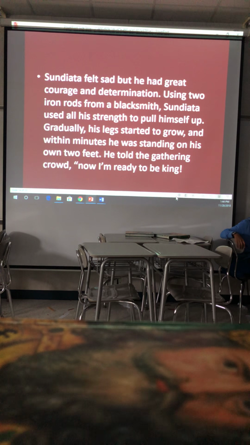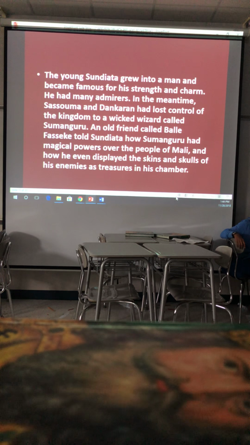Using 2 iron rods from a blacksmith, Sundiata used all his strength to pull himself up. Gradually, his legs started to grow, and within minutes, he was standing on his own 2 feet. He told the gathering crowd, "Now I'm ready to be king." The young Sundiata grew into a man and became famous for his strength and charm. He had many admirers.